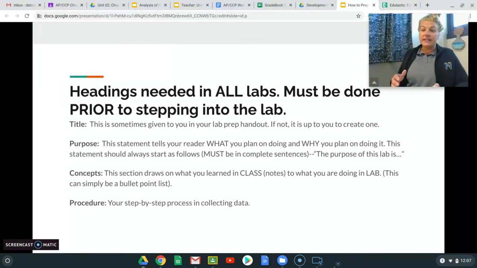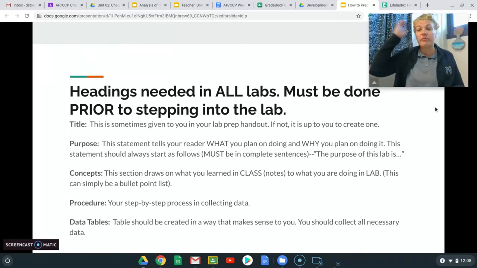And then the next thing that you have to have is a procedure. So your step-by-step process that you plan on doing in order to get data, right? So you have to do something in order for something to happen. So what is the process in which you are doing that?